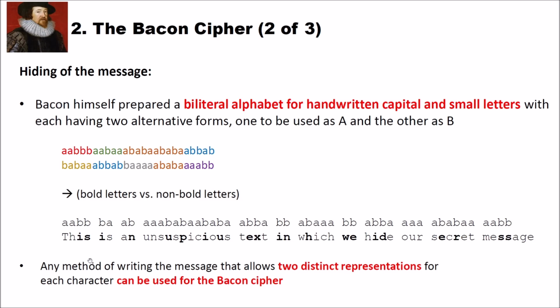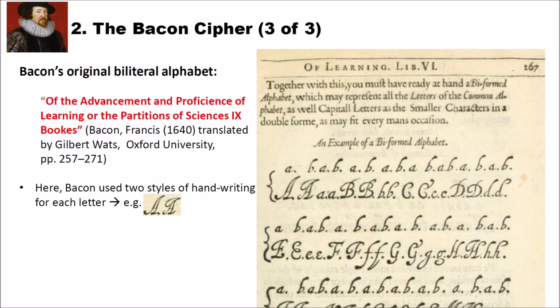Let's have a look how Bacon did it. Here is a screenshot of the book that you can find following the previously shown link. The book is the Advancement and Proficiency of Learning, or the Partitions of Science, 9 books from Francis Bacon. Here on page 267, you can see the mapping from A's and B's to the biliteral alphabet. So for instance, you have an A here and a B here in your encoding. And then in your carrier text, you have two different ways for writing an uppercase A. Then you have two different ways for writing a lowercase A.